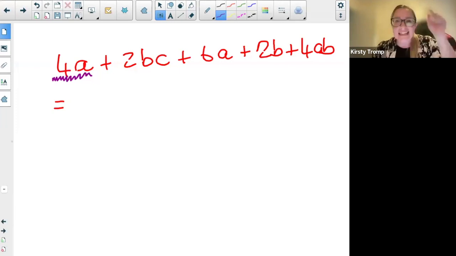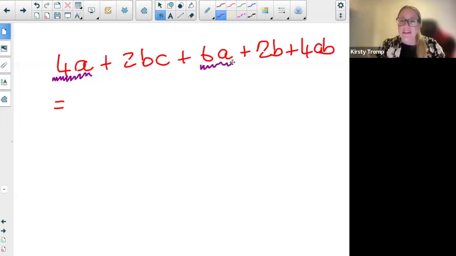Yes. It's the exact same with numbers. That letter is like their surname. It is unique to them, okay? You cannot just go and group them up with different families. So I've got 4a, then I've got 2bc. Can I add those together? No, because it's different families. Then I've got 6a. Is 6a the same family as 4a? Yes. So you go draw a squiggly line. Then I've got 2b, not the same family, hey? And then I've got 4AB.